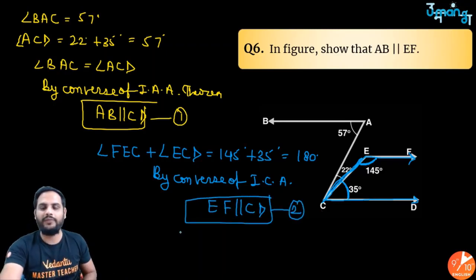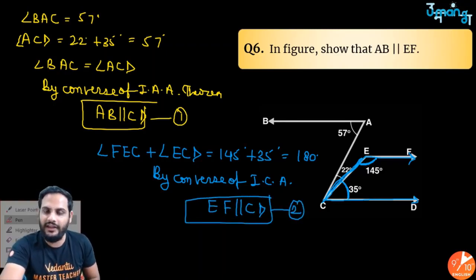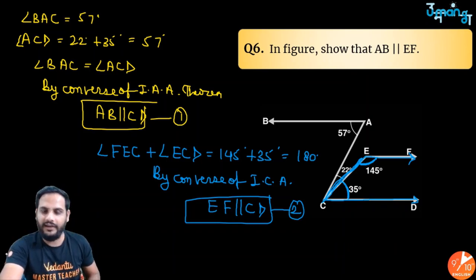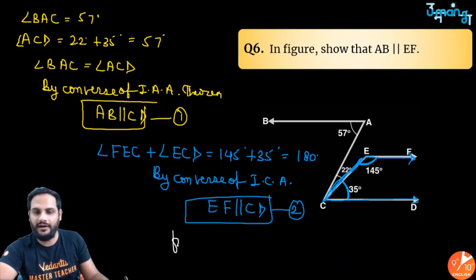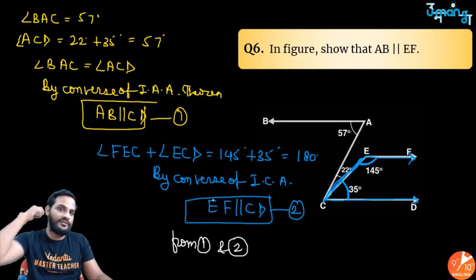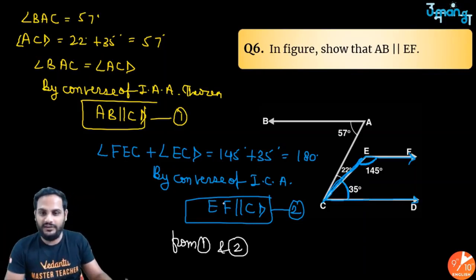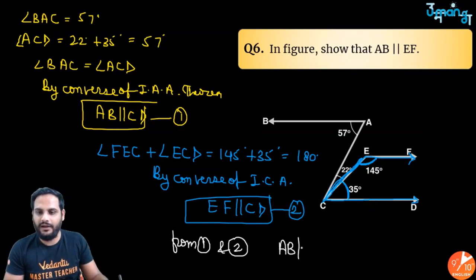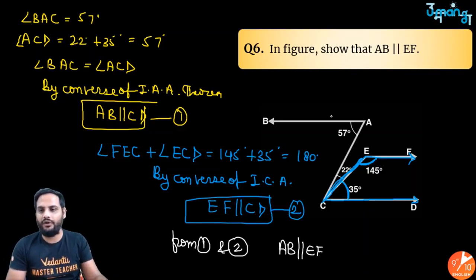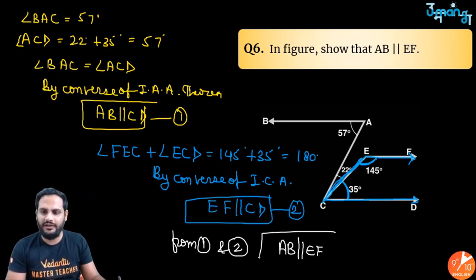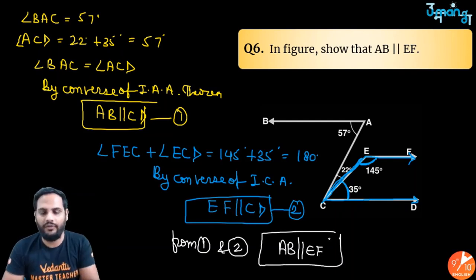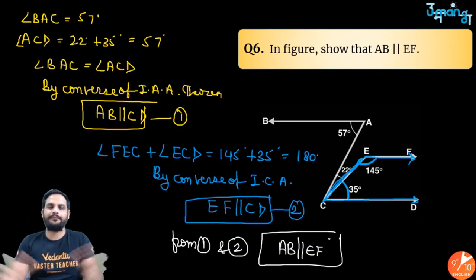अब देखो, look at both the results. First result is saying AB and CD are parallel. Second result is saying EF and CD are parallel. So I can say from 1 and 2, if two lines are parallel to the same line, they are parallel to each other. So AB is parallel to EF because they both are parallel to CD. So all the three lines AB, EF and CD are parallel to each other, and that is what I wanted to prove. So AB is parallel to EF.